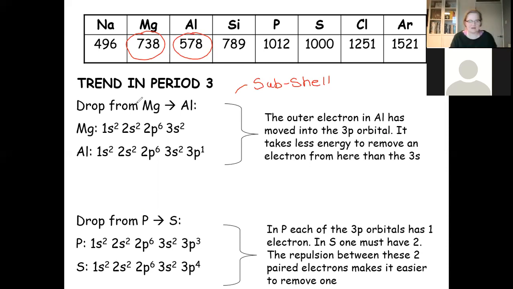We'd expect aluminium to have a higher ionisation energy due to it having a greater nuclear charge, but it doesn't. So the 3p orbital is further from the nucleus. So that's the first thing. It's further from the nucleus on average than the 3s orbital. So that's quite important here. So 3p is further from our nucleus than 3s on average.